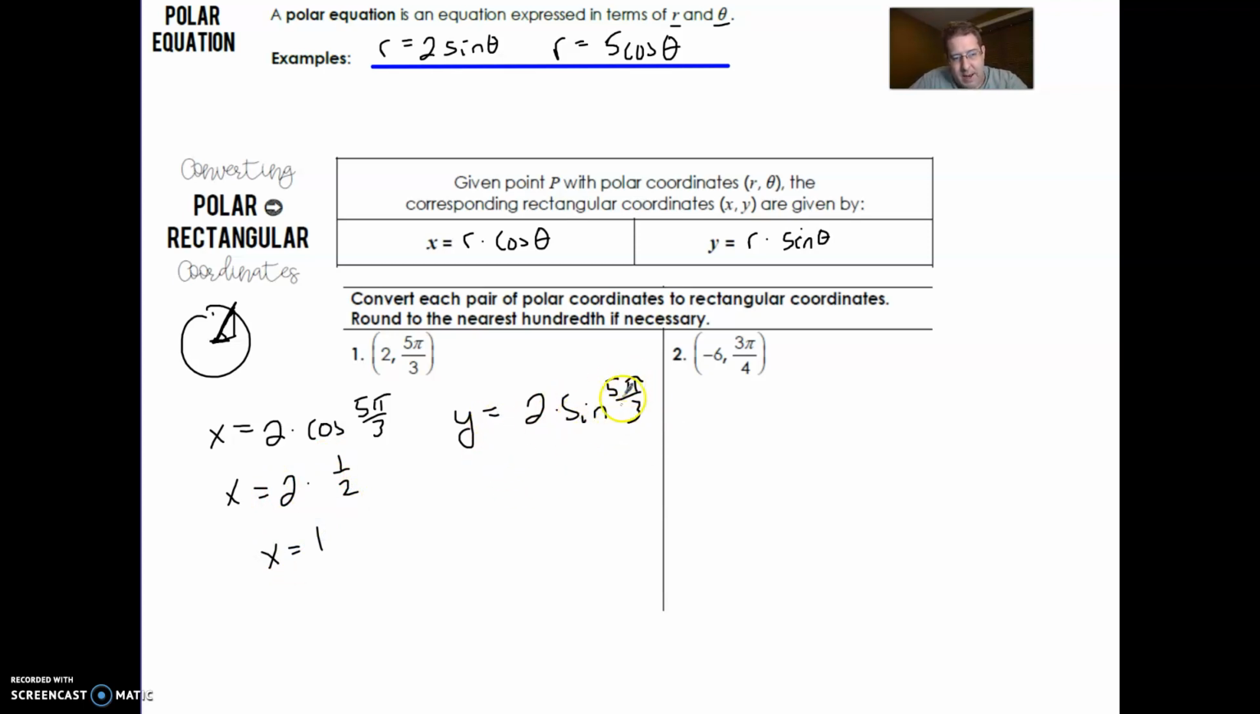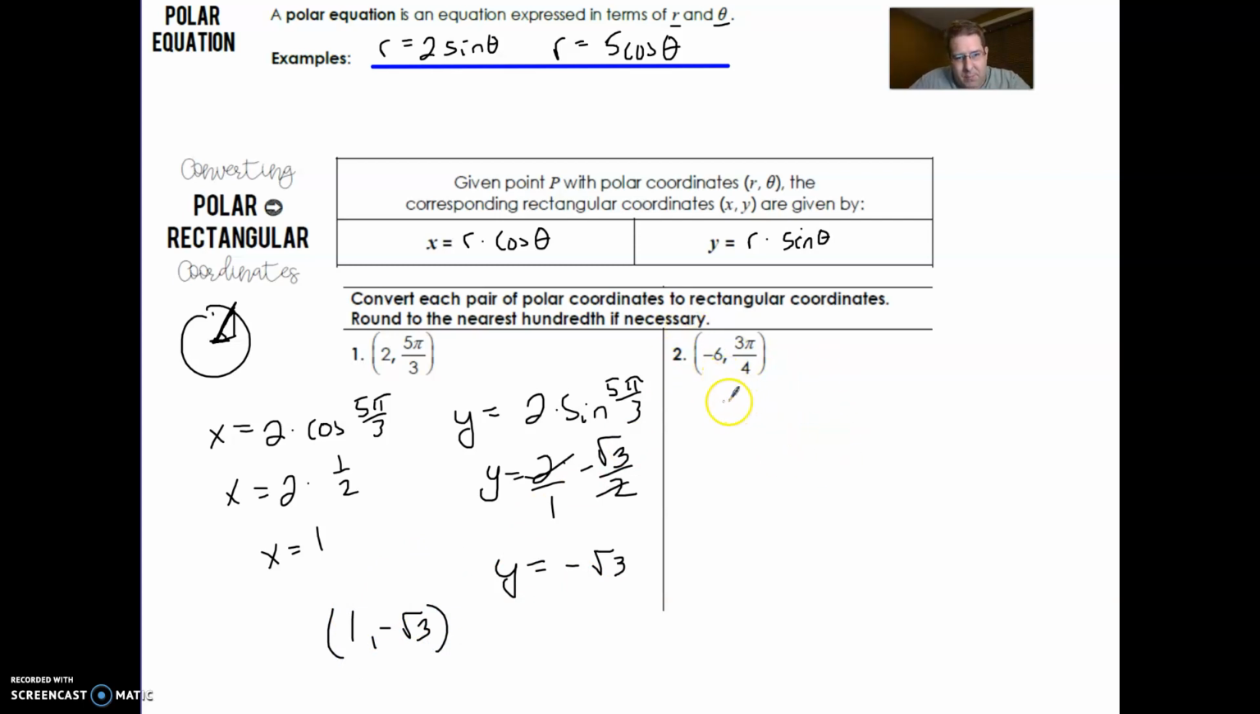Over here, sine of 60 degrees is square root of 3 over 2. So y equals 2 times square root of 3 over 2. 5 pi over 3 is in the fourth quadrant, and sine is negative in the fourth quadrant. Sine is only positive in the first and second quadrants. The 2s cancel, so you get y equals negative square root of 3. So there are your coordinates: 1 comma negative square root of 3 in rectangular form.